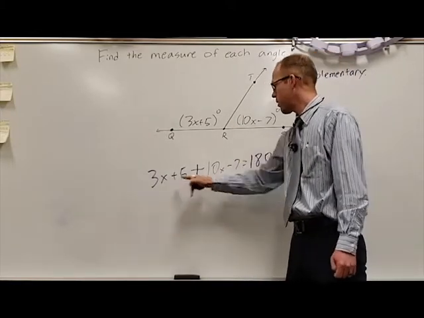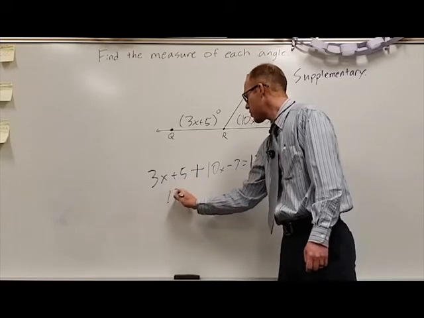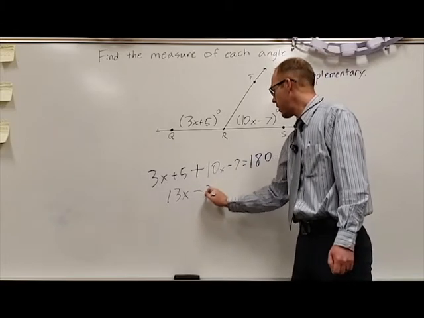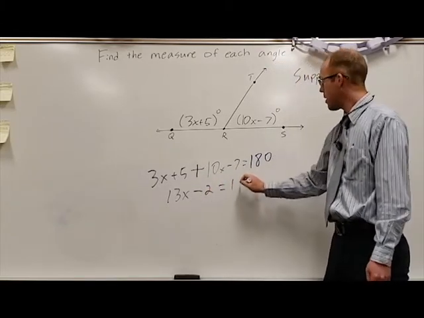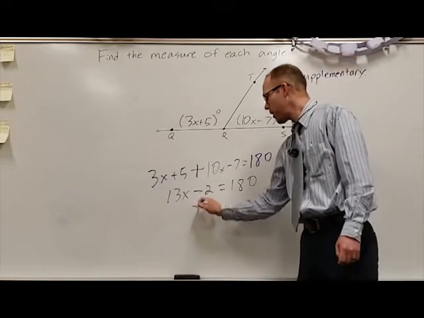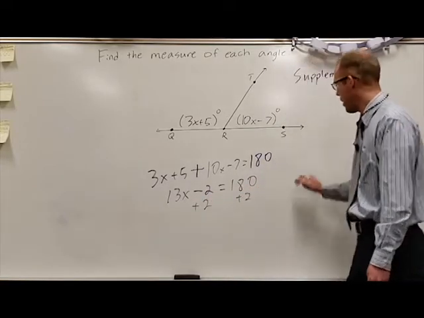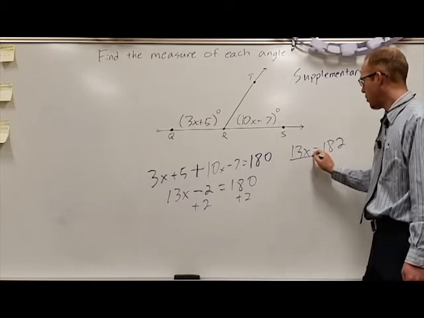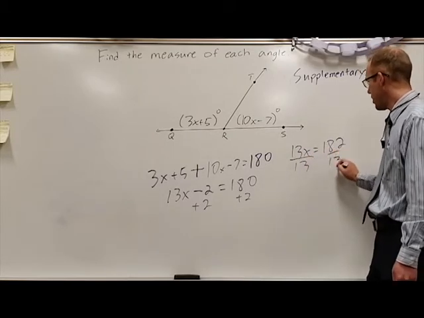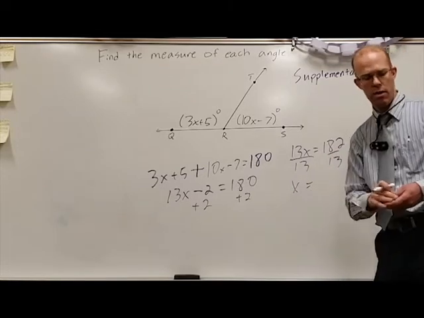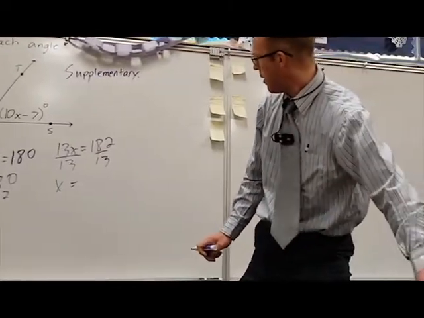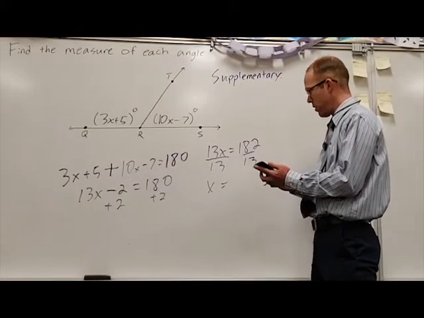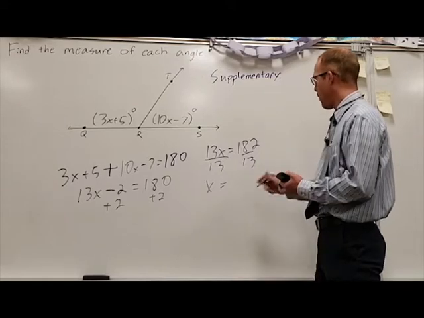Put these like terms together. We've got 3x and 10x. That gives us 13x. We've got 5 and negative 7. That gives us negative 2. So we get 13x minus 2 equals 180. If we add the 2 to both sides, that gives us 13x equals 182. And then we'll divide by 13 to get x equals, let's go ahead and plug that into a calculator to figure out the measure. So we get 182 divided by 13 equals 14.